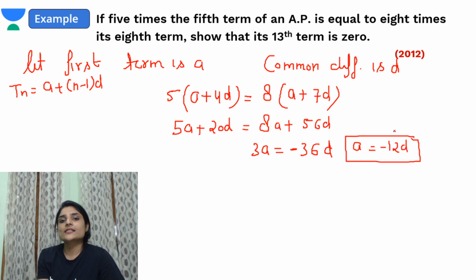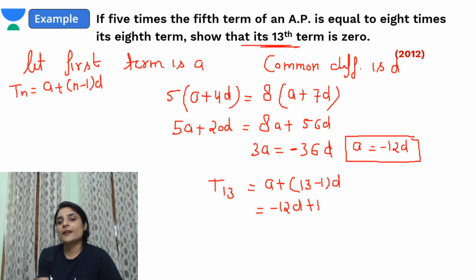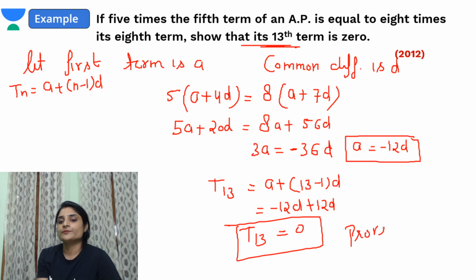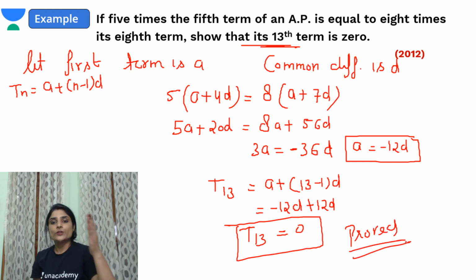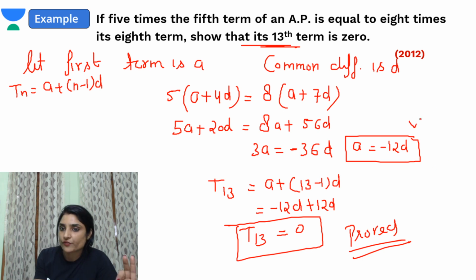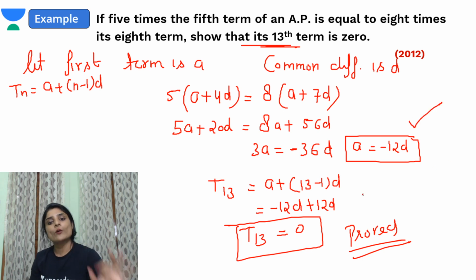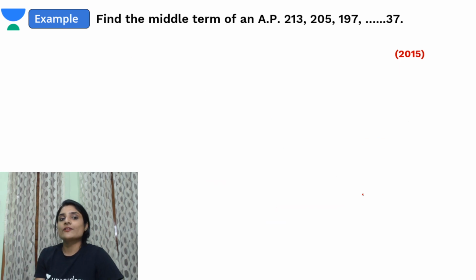So now it is asking to show that the 13th term is 0. So what will be the 13th term? The 13th term will be a plus (13 minus 1)d, that is minus 12d plus 12d, that means 0. So your 13th term will be 0 and hence proved. So what you need to do is calculate a and d. That's it. Once you calculate a in terms of d, just substitute in the equation and you will get T13 is equal to 0. So with this, let's start with the next one.